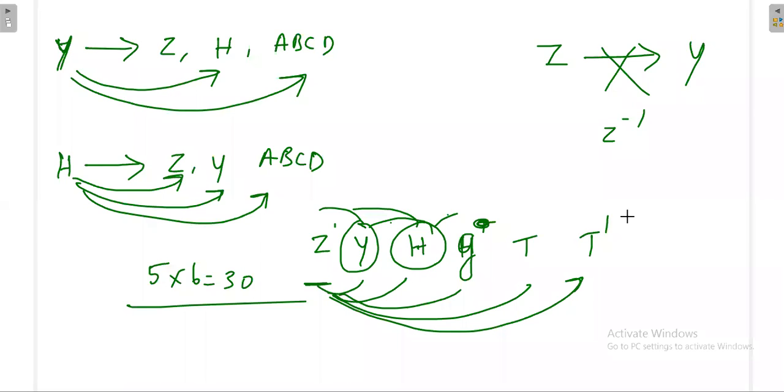For that you find out the z parameter, y parameter, h parameter, g parameter, t parameter, t dash parameter separately by any method. By the two port method you find them out separately, then you go by conversion. From z you try to go to all other parameters, from y you try to go to all other parameters, from h to all, similarly for all. Like this you will get 30 conversions.